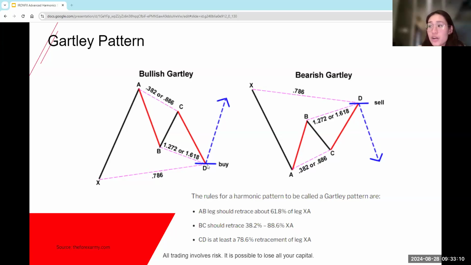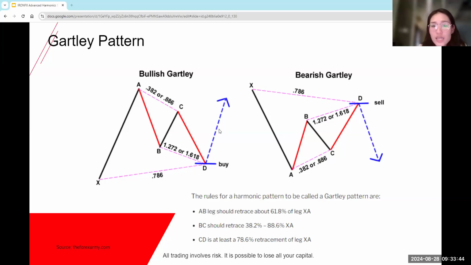So you can see the PRZ happens around point D. So we're going in for a buy here, and you place your stop loss below your buy level. So target one for this pattern is at your 38.2% retracement of your AD. So if you draw a Fibonacci retracement here, as long as it's above 38.2, you can place your target profit there. While target 2 extends towards the 61.8% of AD.